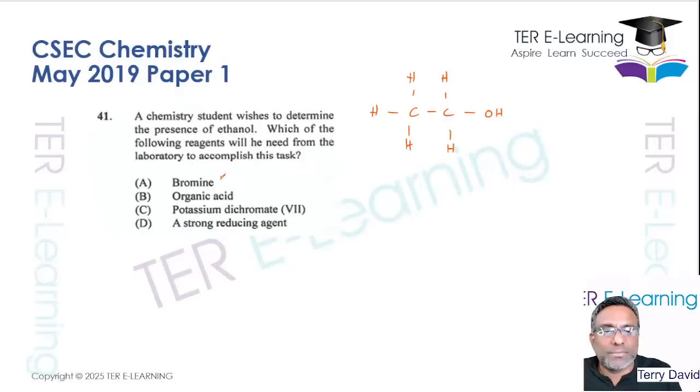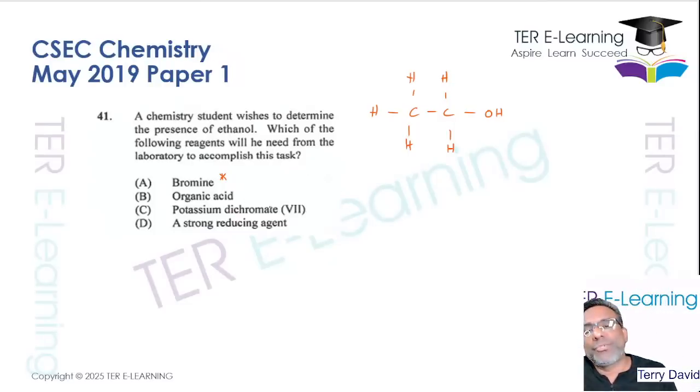So bromine, right? We're not going to get a reaction with bromine, so that's out. There's no double bond there, so we're not going to get a reaction with bromine. Is it an organic acid? Now hold on a sec, let me read this properly. Which are the following reagents? Okay, so it will react with an organic acid to form an ester, yes. But you want to do a lab test to determine the presence of ethanol.